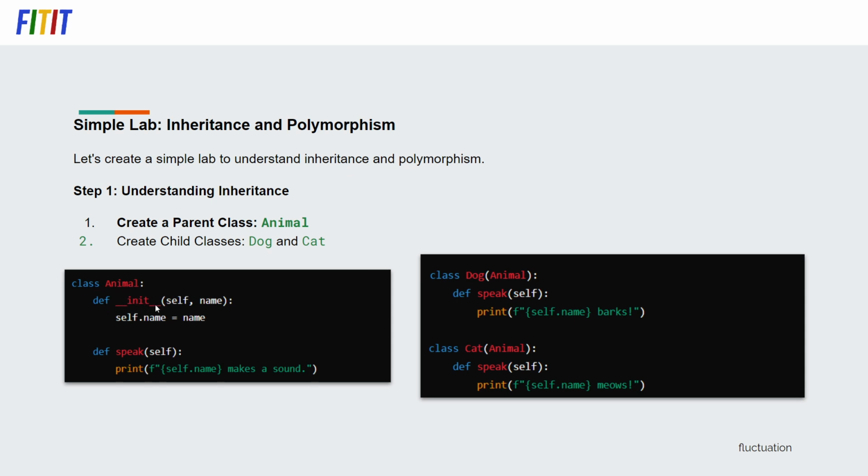The __init__ method. When you create a new animal, you give it a name, and the __init__ method stores that name inside the animal object. For example, if you create a dog, it stores dog as its name. Speak method. The speak method is an action that each animal can do. When you call this method, it prints a message saying that the animal, like dog, makes a sound.